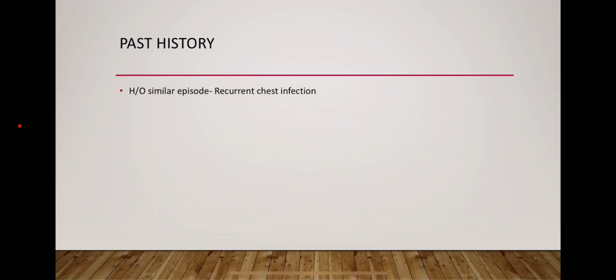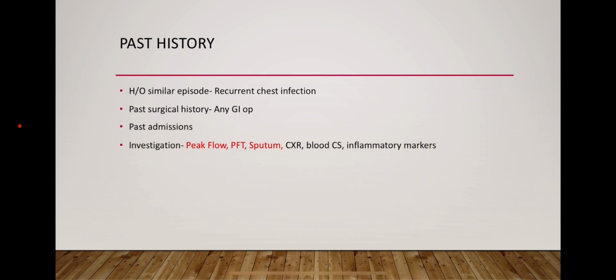Past medical history: history of similar illness like recurrent chest infection, any past surgical history because it may be associated with distal intestinal obstruction syndrome in earlier days, any past hospital admission. Investigations are very important: any peak flow test, pulmonary function test, what are the sputum results, any chest x-ray done recently, what are the blood culture results, or how are the inflammatory markers, CRP.